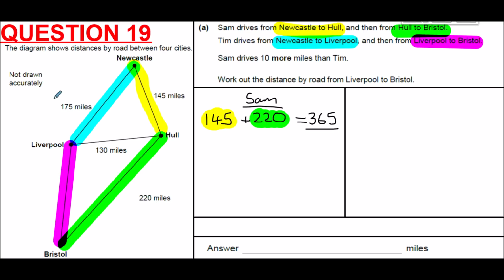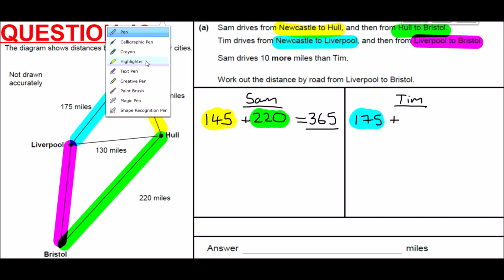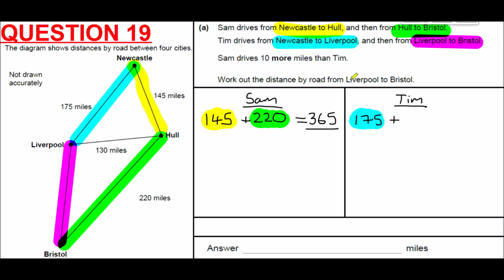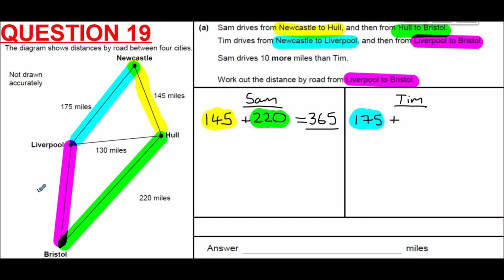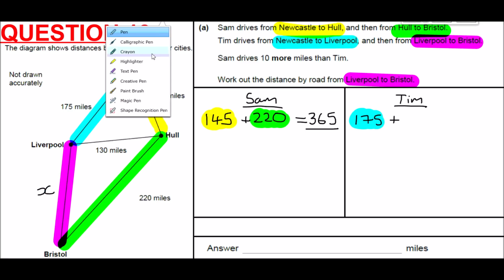Whereas if we have a look at what Tim drives, Tim goes from Newcastle to Liverpool, which is 175 miles. And then after that he goes from Liverpool to Bristol. Now, we're not told how far it is from Liverpool to Bristol, and that's what we need to find out. So I'm going to call the distance from Liverpool to Bristol just a letter. I'm going to call it x. So we need to work out what x is.